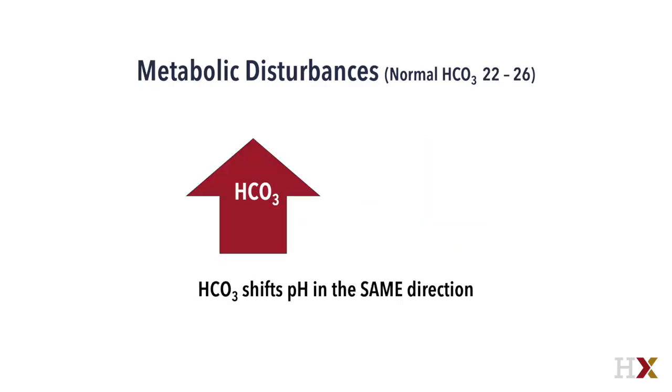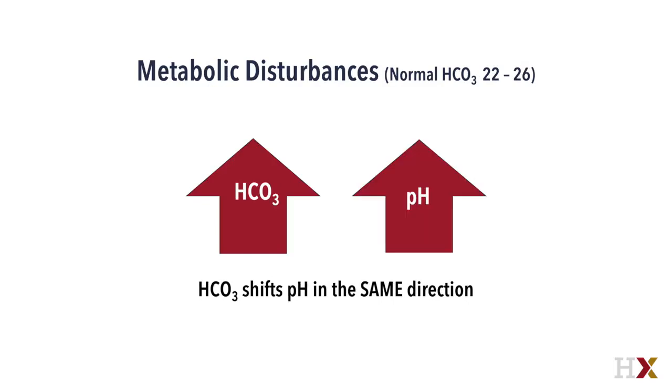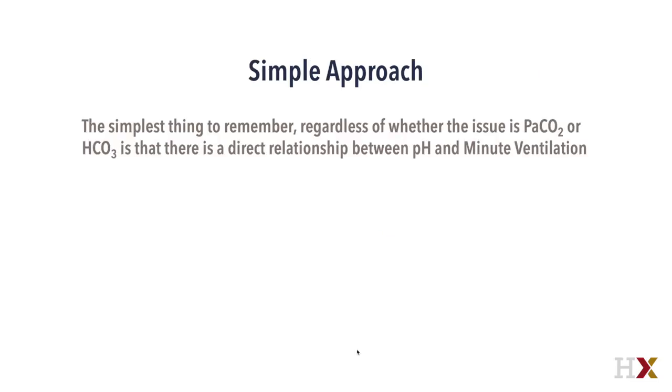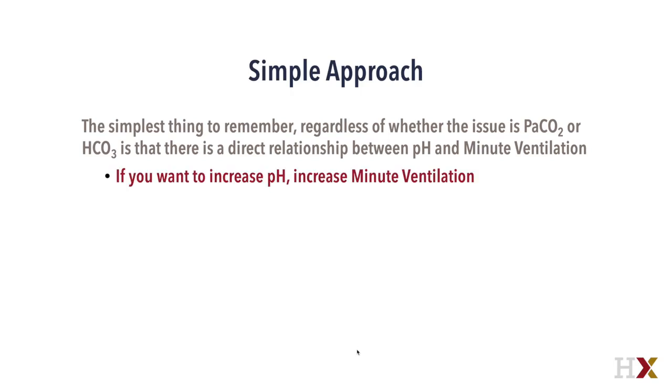The pH has a direct relationship with arterial bicarbonate. If bicarbonate increases, pH will increase. If bicarbonate decreases, pH will also decrease. These are considered metabolic disturbances. The simplest thing to remember, regardless of whether the issue is carbon dioxide or bicarbonate, respiratory or metabolic, is that there is a direct relationship between the pH in the blood and minute ventilation. If you want to increase the pH of the blood, increase your minute ventilation. If you want to decrease the pH in the blood, decrease the minute ventilation.